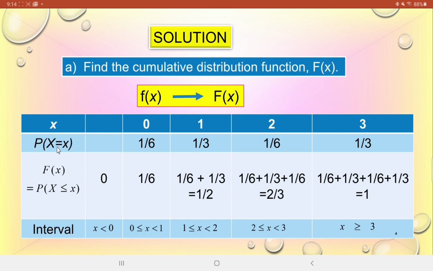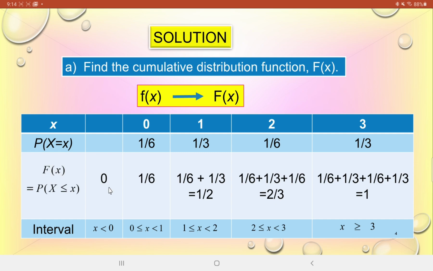Second row, we put the probability value P(X equal x). P(X equal 0) is 1 over 6. P(X equal 1), 1 over 3. P(X equal 2) is 1 over 6. And P(X equal 3) is 1 over 3. We just copy from the table given. Third row, we put the cumulative distribution function, CDF, F(x) or capital F.